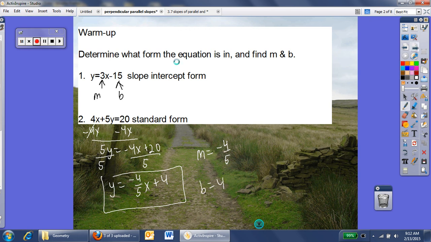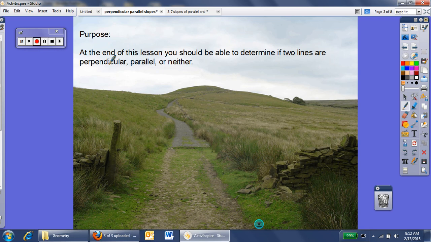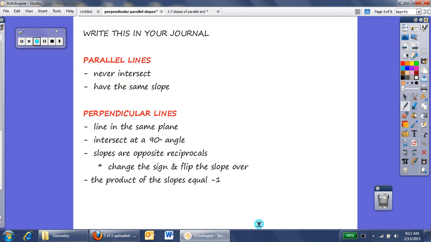Let's go ahead and start our lesson on parallel and perpendicular lines. At the end of this lesson, you should be able to determine if two lines are perpendicular, parallel, or neither. Take a minute and write this in your journal.